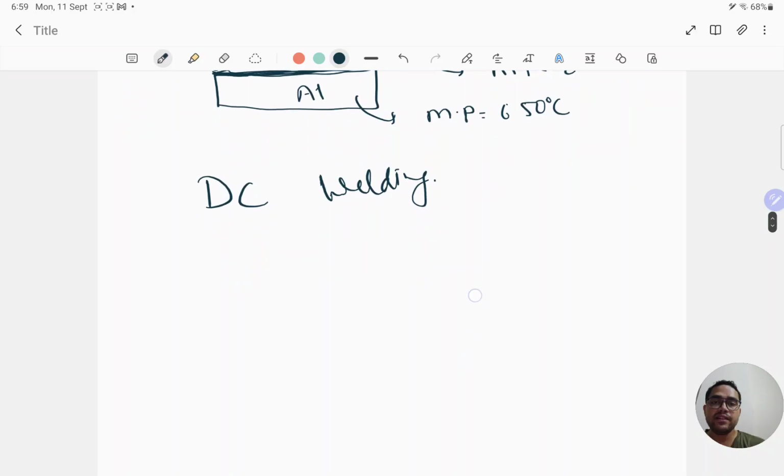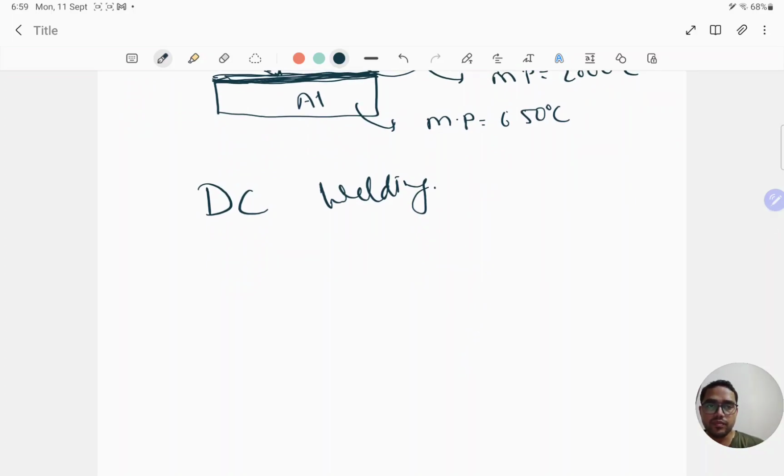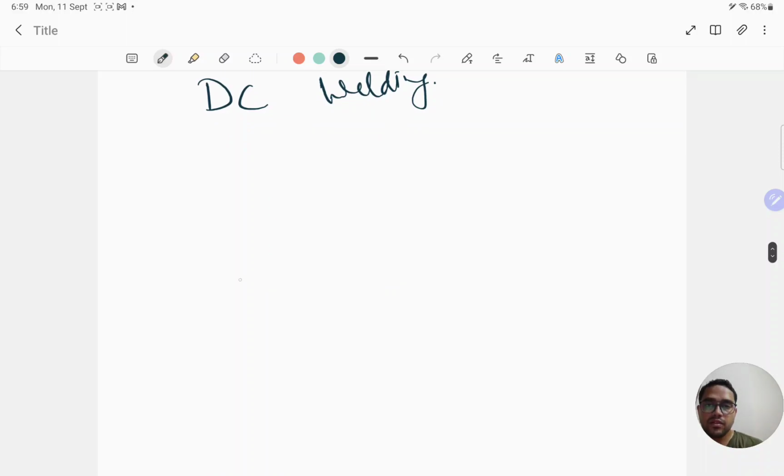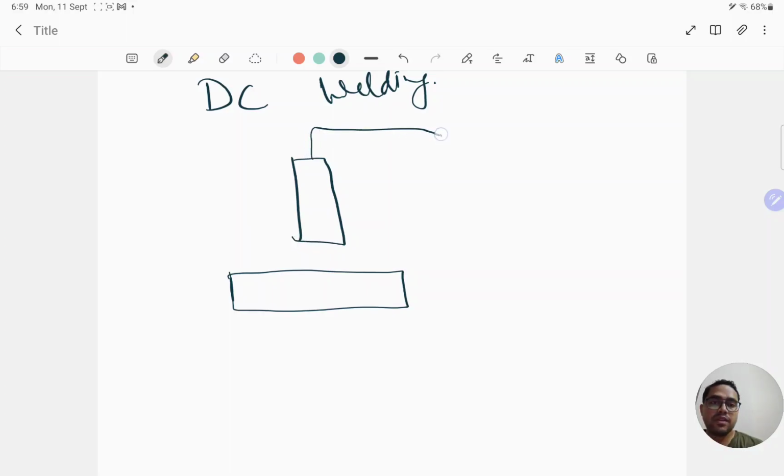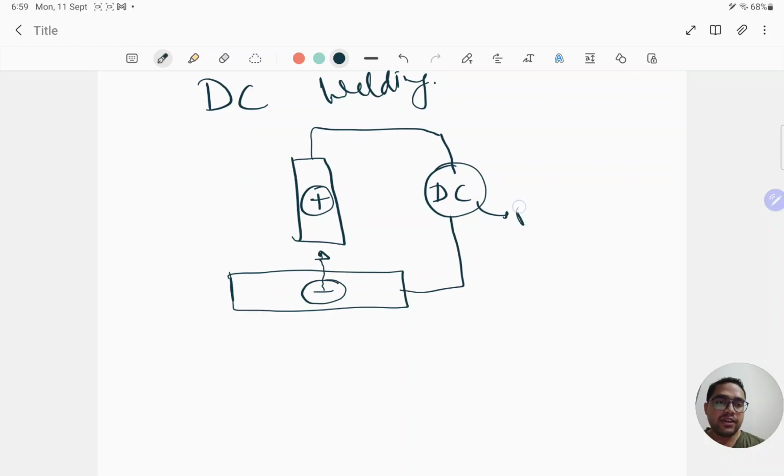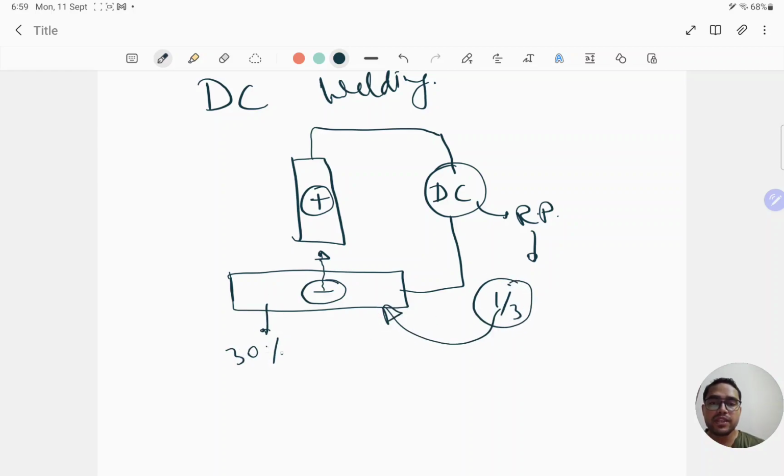What we do in DC welding, we take first of all a workpiece and electrode. We give the DC power supply. Negative polarity we keep on the workpiece and positive polarity on the electrode. The electrons move from this to this, and due to reverse polarity, one third amount of heat will be generated at the workpiece. So at this portion we get around 30% of heat, and at the electrode we get 70% of the heat.